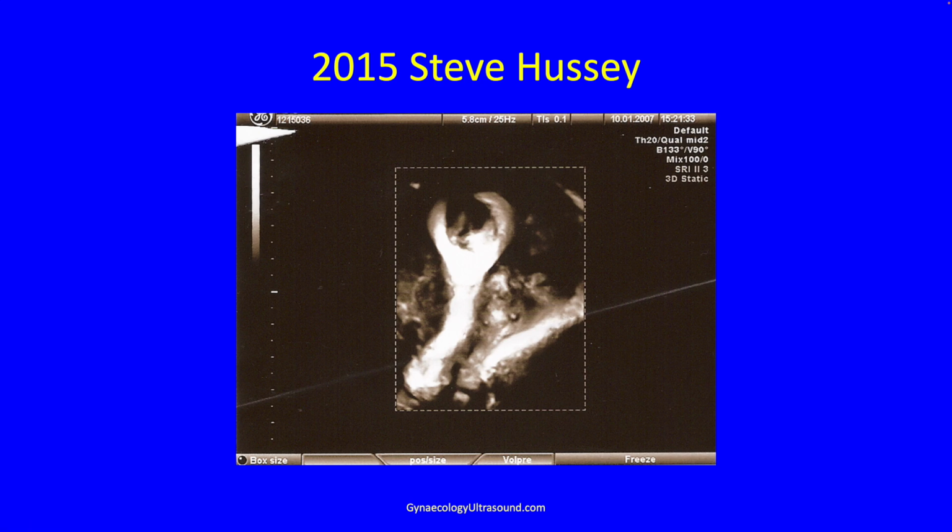And I can't help but show you this. In 2015, this was my first ever 3D scan. I did it with Steve Hussey from GE, and you can see, I mean, anybody could see this, couldn't you? This is a big fibroid polyp indenting a normal endometrial cavity. The uterine fundus would have been here somewhere. You can see the entire cavity going down to the cervical canal. It's just such a lovely picture.